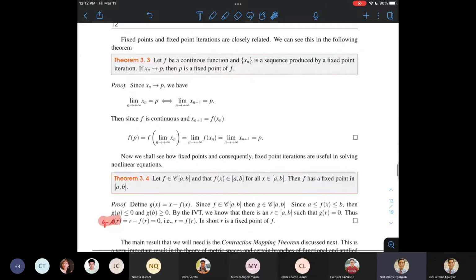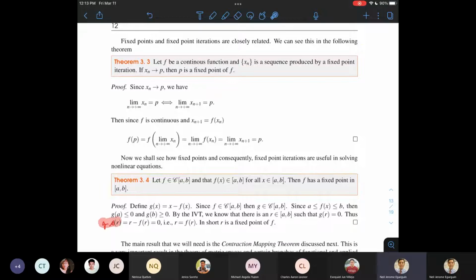And the answer is in Theorem 3.3. Now, it says that if you have a continuous function, napaka-simple ng assumption, continuous function, and you have a sequence of x sub n's that is produced by a fixed point iteration, and that sequence converges to a number p, then p is a fixed point of f. Ito yung connection. Bakit tinawag na fixed point iteration? You might be thinking out of the blue, bakit siya tinawag na fixed point iteration? Wala naman siyang kinalaman sa mga fixed points. Ito yung kasagutan, Theorem 3.3.